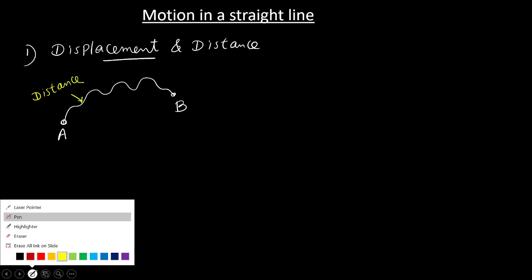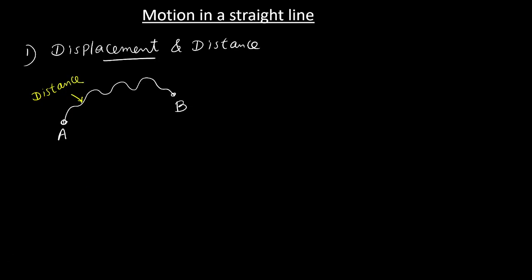Then what is displacement? The displacement is the shortest distance between initial and final point. Clear? Draw a line joining initial and final. That one is said to be displacement. Clear? This is displacement.